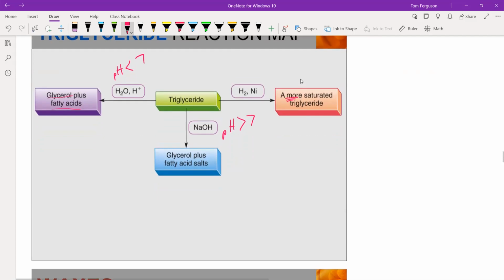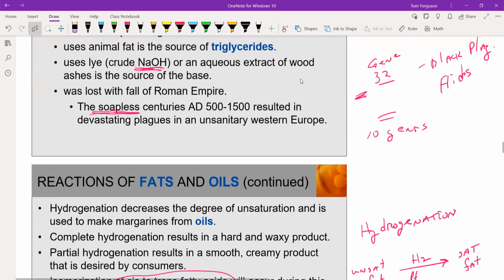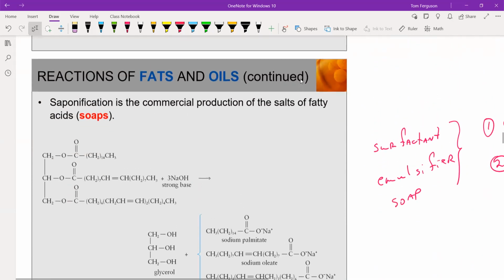Okay, so anyone have any questions about the almost simplest triglyceride reactions, physical characteristics, how to make it, what is saponification, what is a surfactant or soap or, lost for words here. Emulsifier.